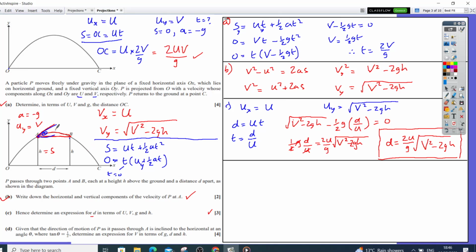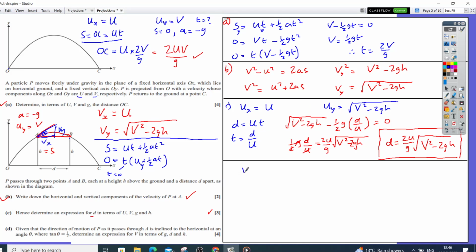That is the theta. Now you should know that tan theta is the opposite, which in this case is going to be v y over the adjacent, which is v x. So that divided by that is going to equal a half. It tells you that in the question. So we know that we already worked these out from here. So the velocity at A from here is going to be that. So I'm going to write it down here.